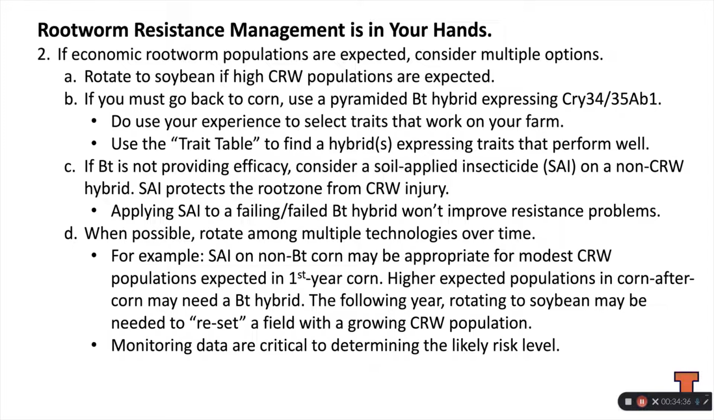When possible, rotate among multiple technologies over time. For example, a soil-applied insecticide on non-Bt corn may be appropriate for modest corn rootworm populations typical in first-year corn. Higher expected populations in corn after corn may need a Bt hybrid, and that would be a pyramided hybrid. The following year after that, rotating to soybean may be needed to reset a field with a growing corn rootworm population. I emphasize monitoring data are critical to determining the likely risk level.